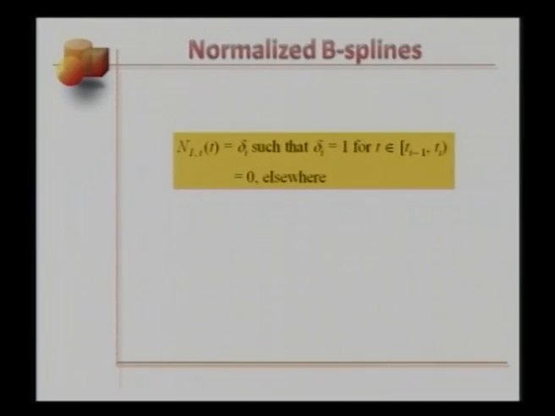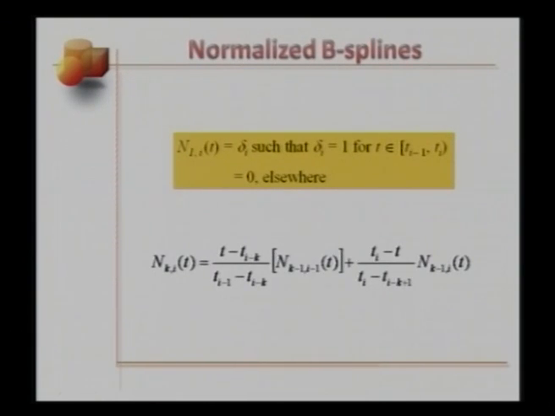A normalized basis spline of order 1 is given by N1 sub i, where t sub i is the last knot over which N1i would stand. This is a function of parameter value t, and this is equal to delta sub i, such that delta sub i is equal to 1 for parameter value t belonging to the interval t i minus 1 to t i. The left hand side is closed, the right hand side is open. Otherwise, N1i of t is 0 elsewhere.